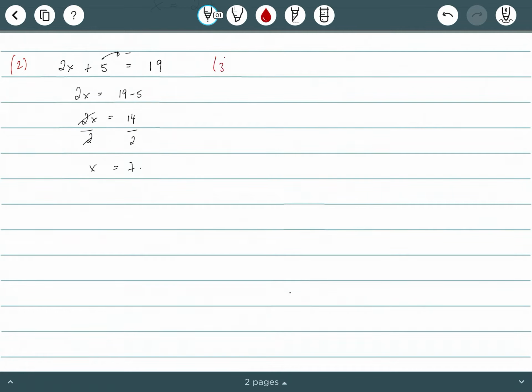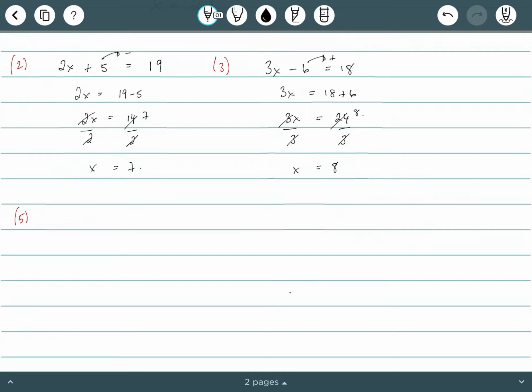Question 3. I think of a number, treble it, 3x, and take 6 from the answer. So 3x minus 6 is equal to 18. Move that across, it becomes a plus. We have 3x is equal to 18 plus 6, so 3x is equal to 24. Divide both sides by 3 and we get x is equal to 8. That's 2 into 14 goes 7 times, and 3 into 24 goes 8 times, just to be sure. Question 4 I've done for you already, so move on to question 5.